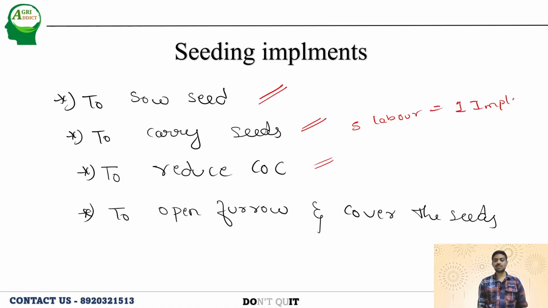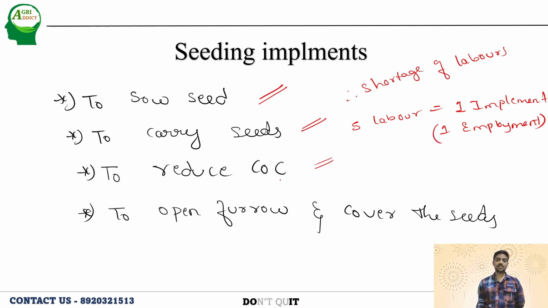You may say unemployment is being created, but nowadays there is a problem of shortage of laborers. When there is a shortage of laborers, I think there is no question of unemployment. Here, at least one person is employed to operate it. One employment opportunity is available. Though laborers will be taken for other purposes, especially in order to speed up the sowing process and to complete the sowing operation in time.